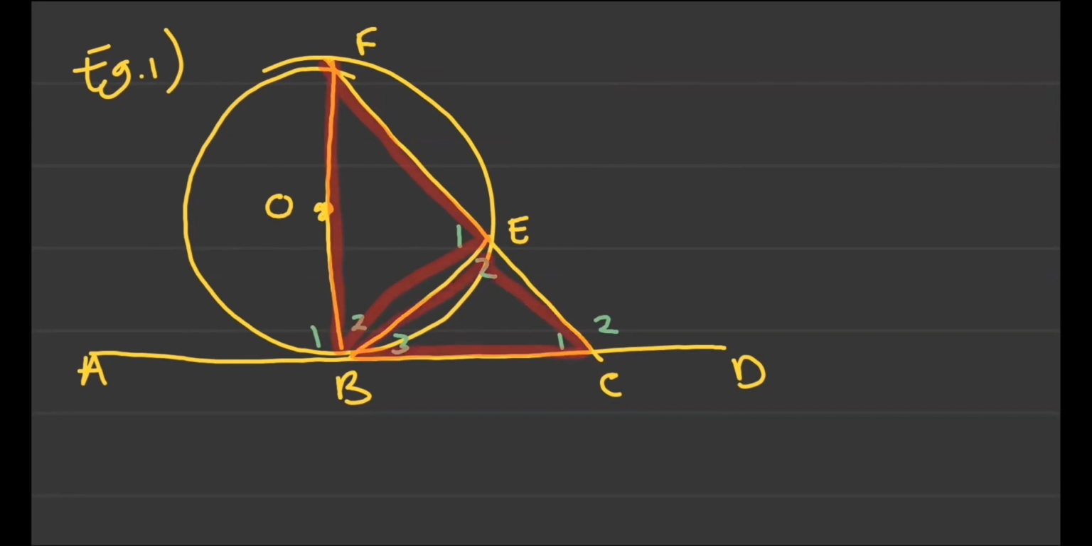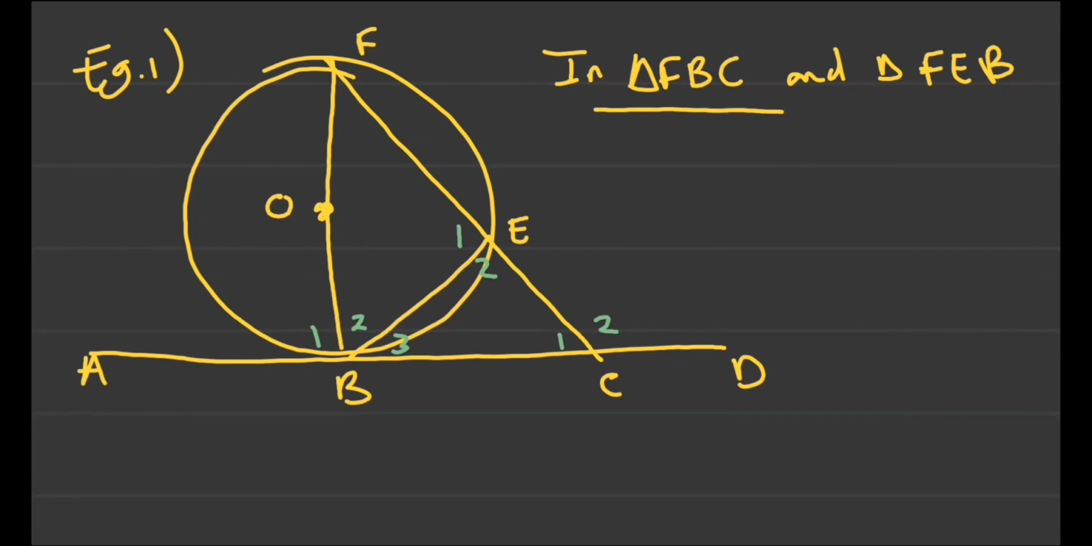Cool. Thanks. I hope you all can see that. So FBC, that's the big one. And then FBE, the one inside the triangle. And then BEC. So we're going to prove all these triangles are similar to each other. Let's start with proving triangle FBC similar to triangle FEB. Let's prove these two similar.